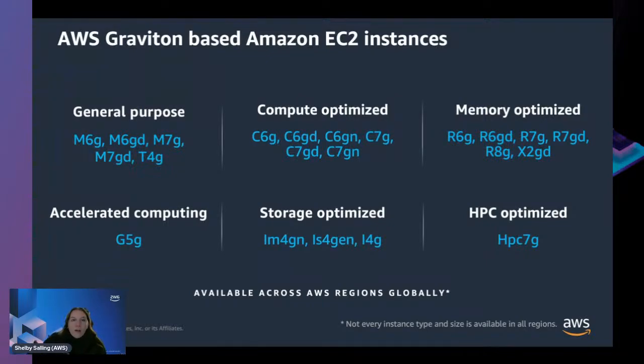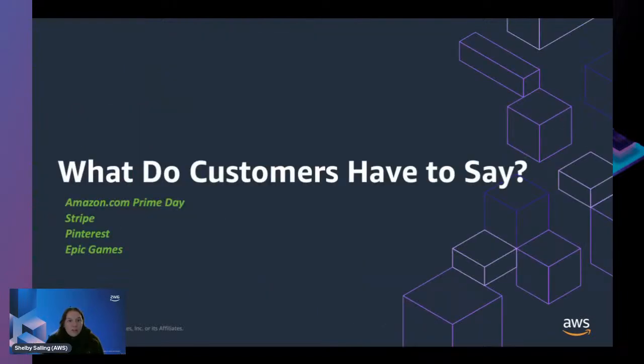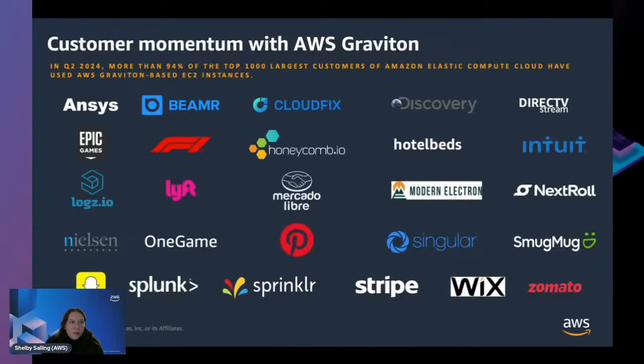but I want to highlight how our customers are using Graviton today. I'm going to highlight a couple of use cases and case studies and talk about how customers find success, even our own customers find success in-house leveraging Graviton processors. First, I'd like to highlight just the broader range of customers. Like I mentioned, over 60,000 today. In Q2 24, more than 94% of the top 1,000 largest customers of Amazon EC2 have used Graviton-based EC2 instances. So in the last 5-6 years, that's pretty big in terms of growth of adoption.